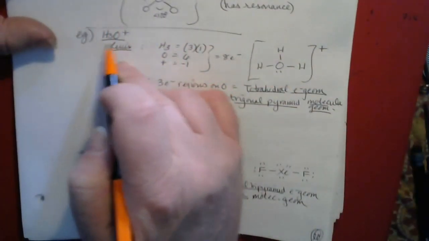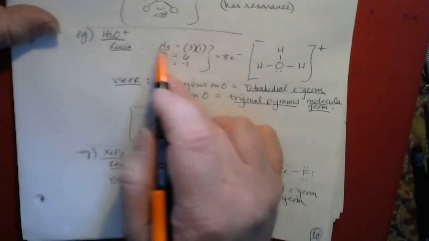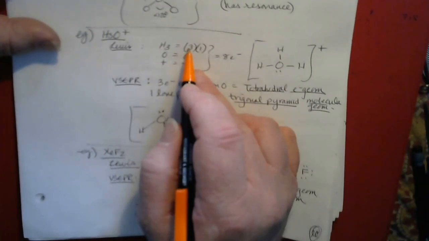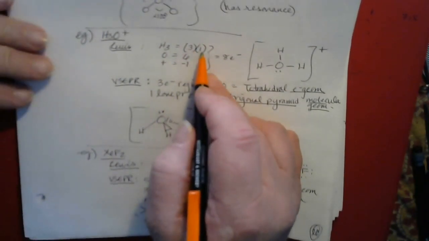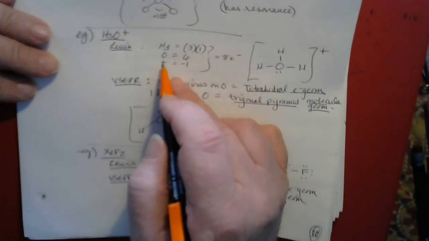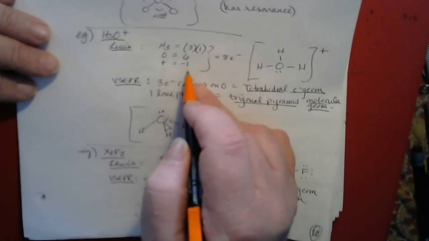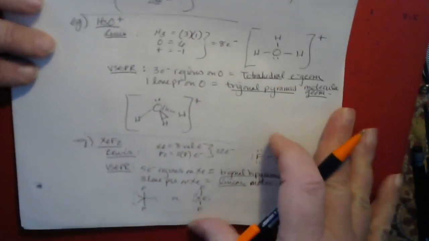Looking at the hydronium ion though, H3O+, the Lewis structure has 3 hydrogens, and each of them has 1 valence electron. So that's 3 times 1. There's 1 oxygen with 6 electrons, and the positive charge means we've lost an electron. So take away 1 electron. That leaves us with 8 electrons total.